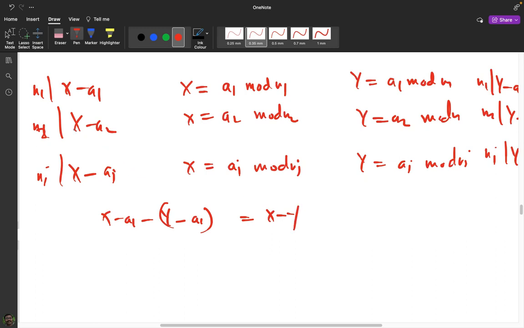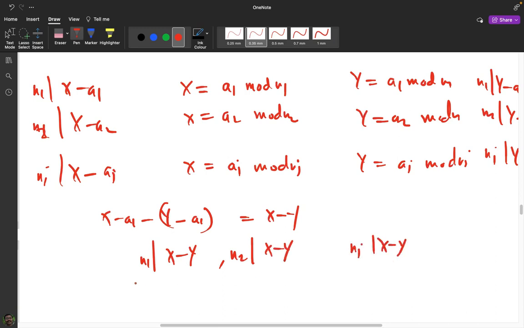According to the property of congruence, if n1 divides m and n1 divides n, then n1 should divide m plus n, m minus n, or any linear combination of m and n. So using that property, n1 divides x minus y. Similarly, n2 divides x minus y, and similarly nj divides x minus y.